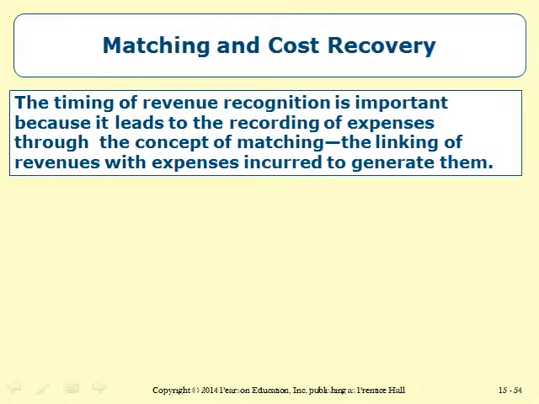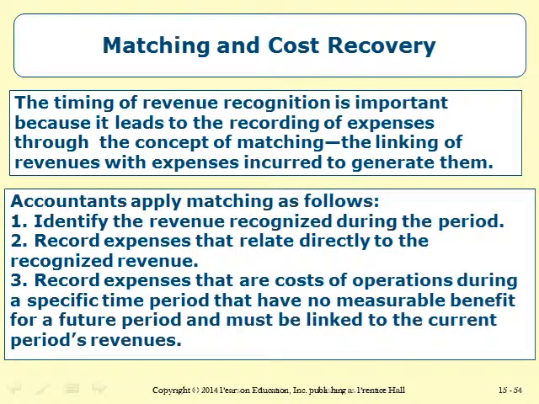Accountants apply the matching principle as follows. We identify the revenue recognized during the period. We record expenses that relate directly to the recognized revenue, such as sales commissions or cost of goods sold, and then we record expenses that are costs of operations during a specific time period that have no measurable benefit for a future period and thus must be linked to the current period's revenues. Examples of these are administrative salaries, wages of janitors, and cost of supplies used.